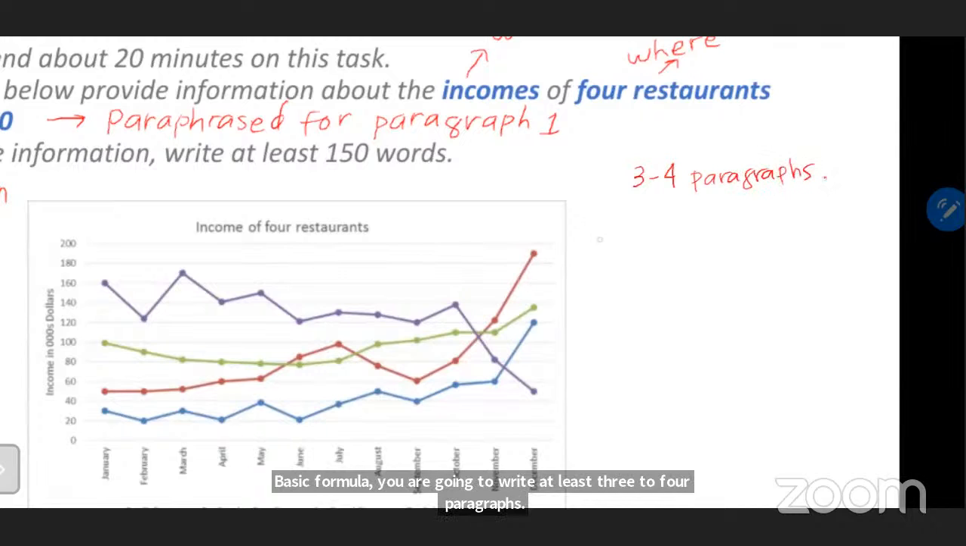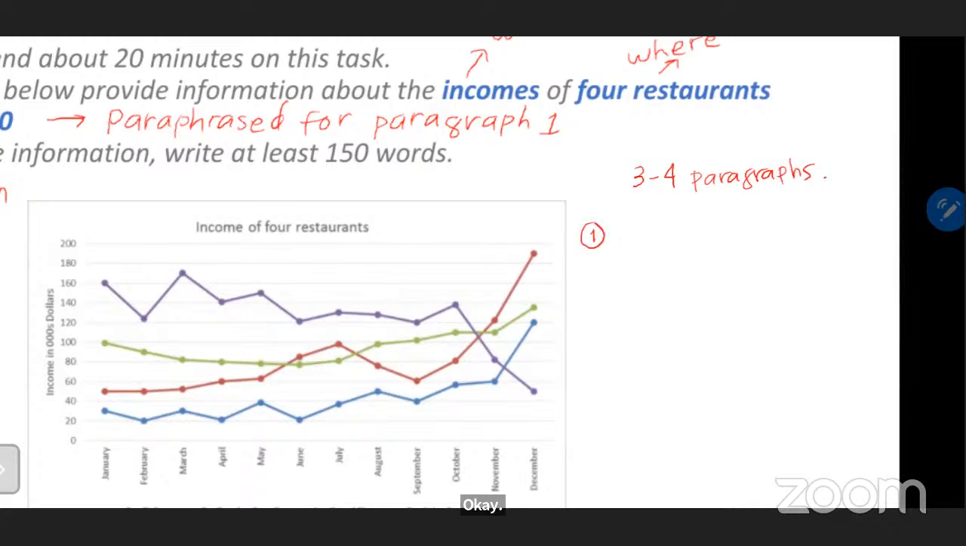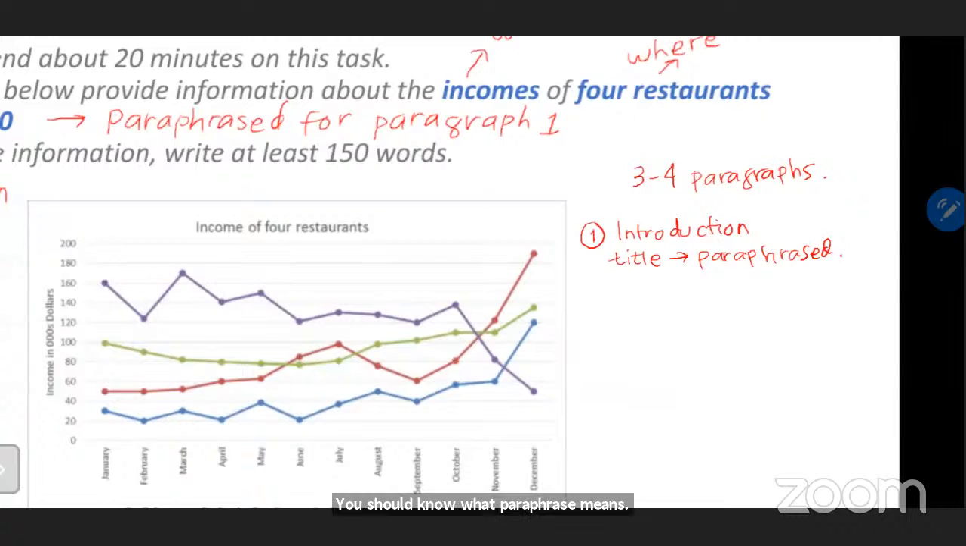Okay, for paragraph 1, you're gonna have to write an introduction, and it's going to be the title, but you paraphrase it. You should know what paraphrase means. Okay, paraphrase means that you have to talk about the same thing, but with different words.